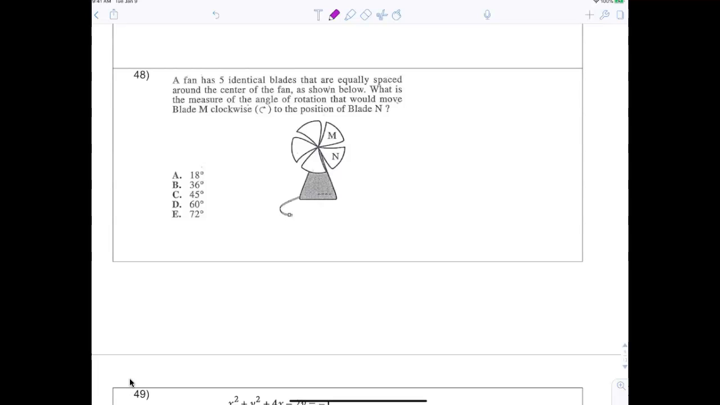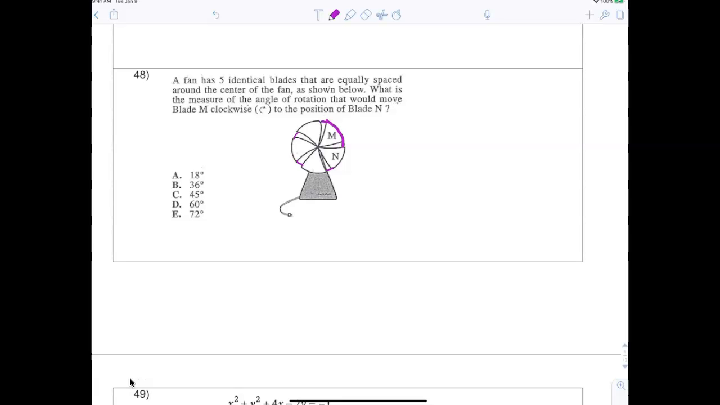Does that make sense, though? That's a very good question. So do you agree that each space is still the same, though? So there's still 5 of those. You with me? So if I were to measure from here to here, that would still be 72.